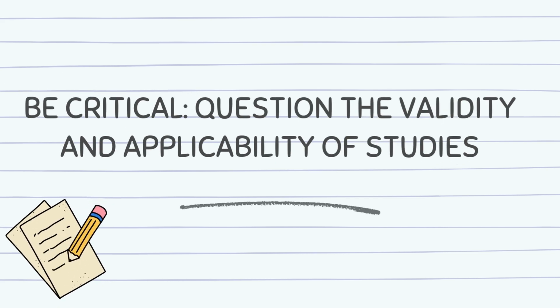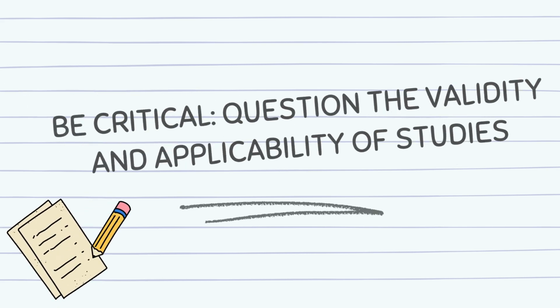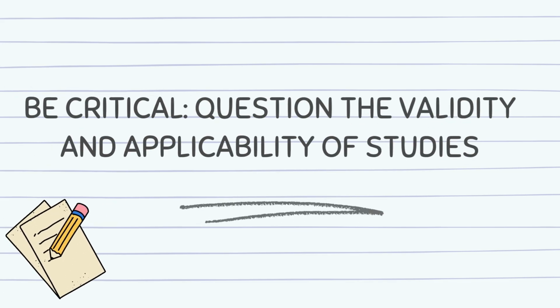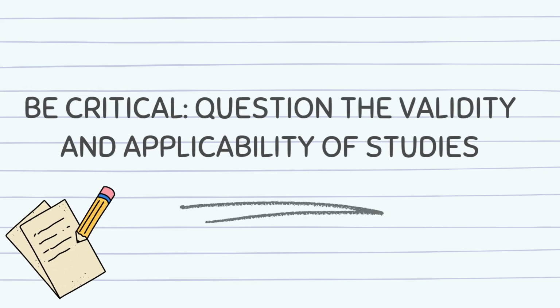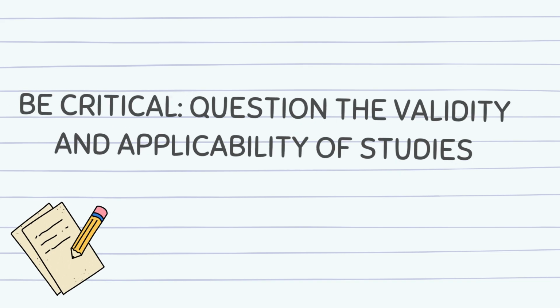By critically evaluating sources, researchers can highlight gaps, inconsistencies, and areas needing further investigation, strengthening their study's foundation. This section provides practical strategies for being critical in Chapter 2, discussing how to assess study validity, methodological soundness, biases, and applicability to the research topic.